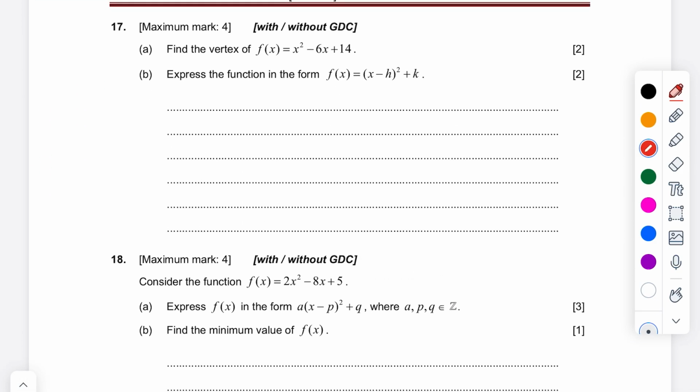Question number 17. Find the vertex of this one. So use GDC. It gives you 3, 5. Then once I know the vertex, what is the vertex form? x minus 3 whole square plus 5.